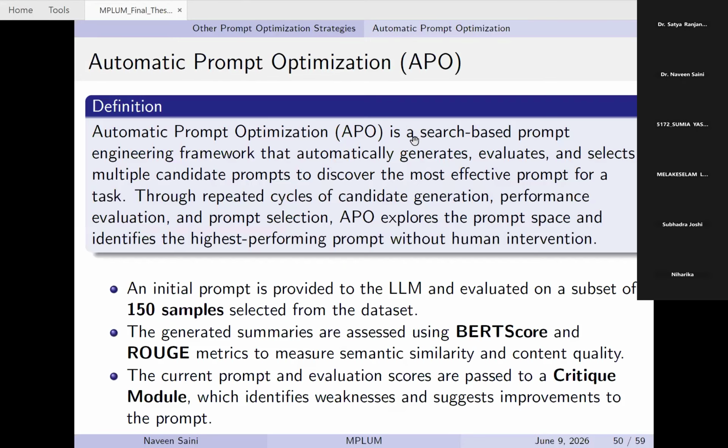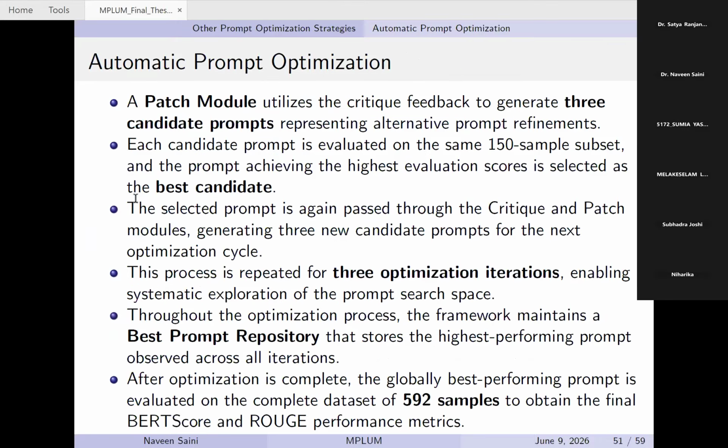Next technique is the automatic prompt optimization. Automatic prompt optimization is again a search-based prompt engineering framework that automatically generates, evaluates, and selects multiple candidates to discover the most effective prompt for a task. For example, let me discuss the architecture. This is the last one. Then I will move to the ending.